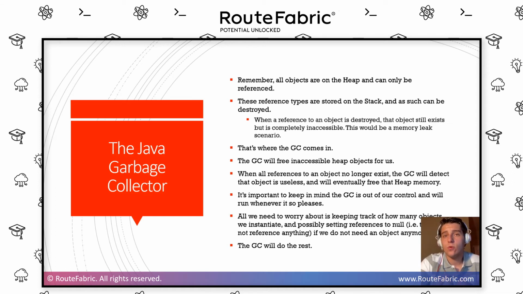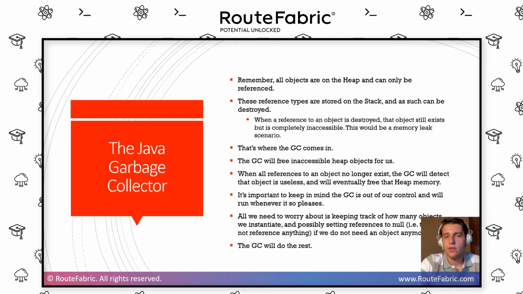So all we need to worry about is keeping track of how many objects we instantiate and possibly setting references to null, i.e. they don't reference anything anymore, if we don't need an object anymore. Basically, if we have an object and we're done with whatever that object is in the heap and we don't need to access it anymore, we should ideally set it to null.